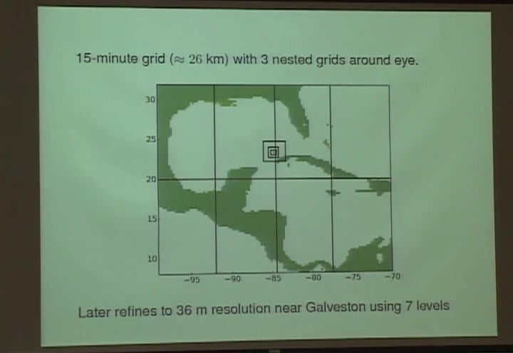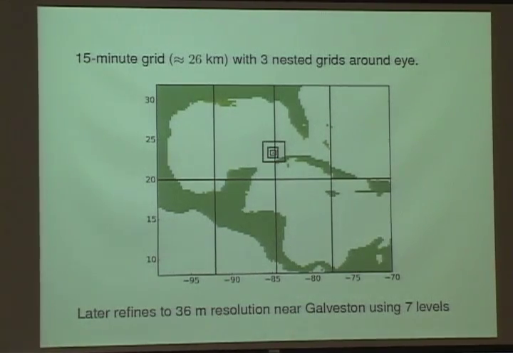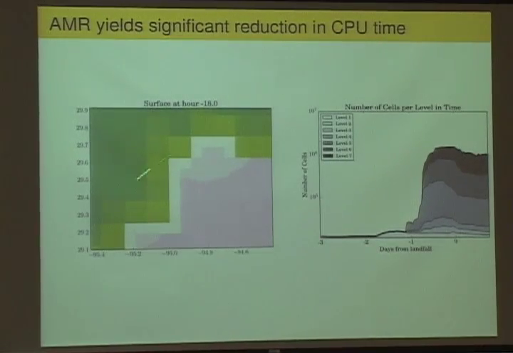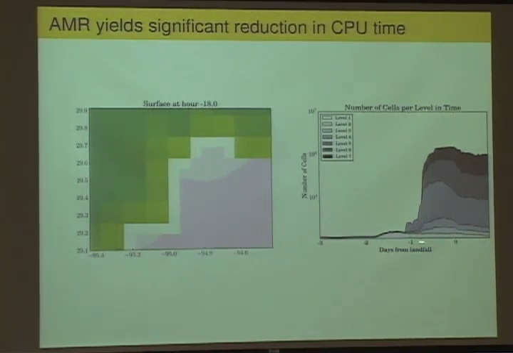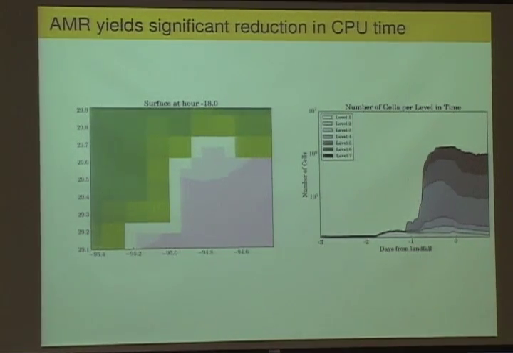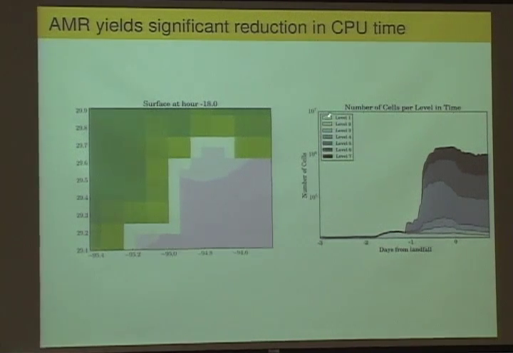regions move with it. But what I want to focus on is the region near Galveston up here, where initially it's very coarsely resolved. But as you approach landfall, this is days before landfall, starting at 3, 2, 1, 0 days, the number of grid cells at levels 1 through 7 increases dramatically about 1 day before landfall as this area starts to get resolved.